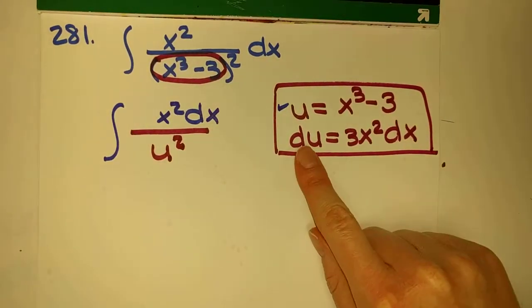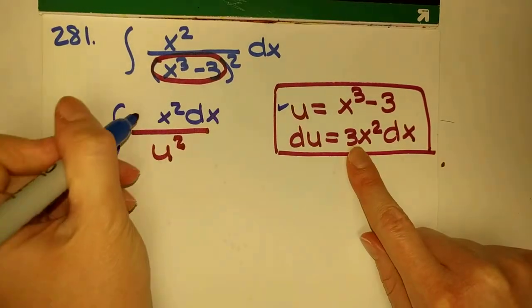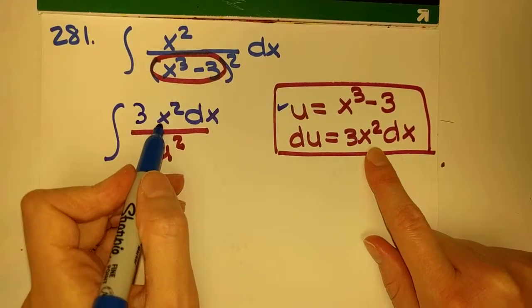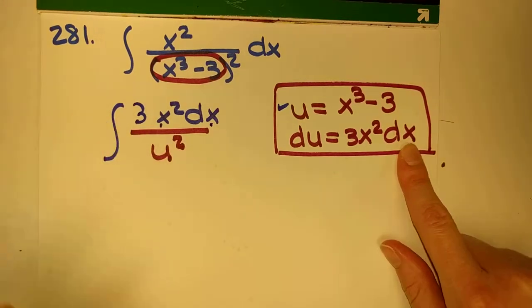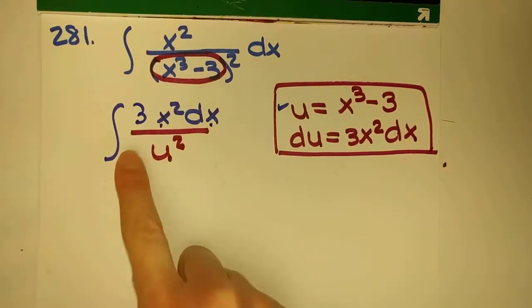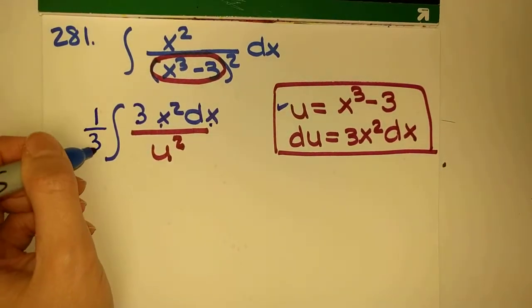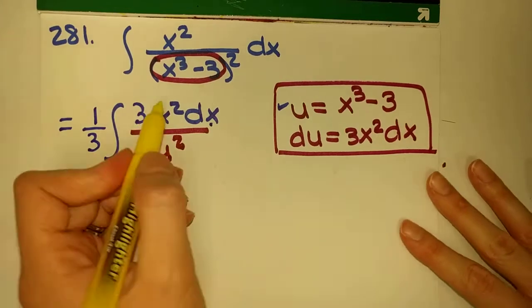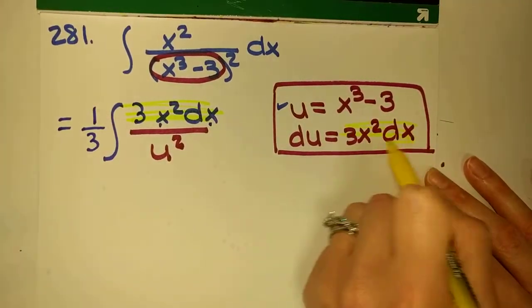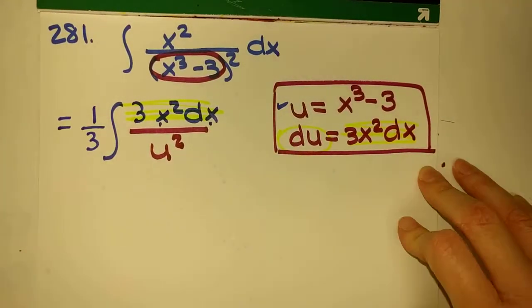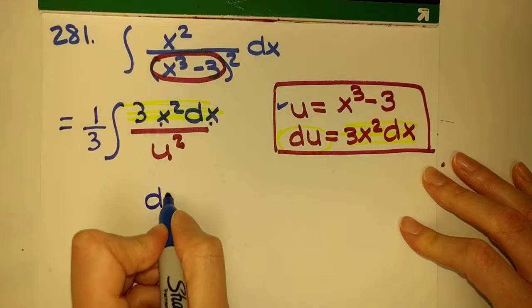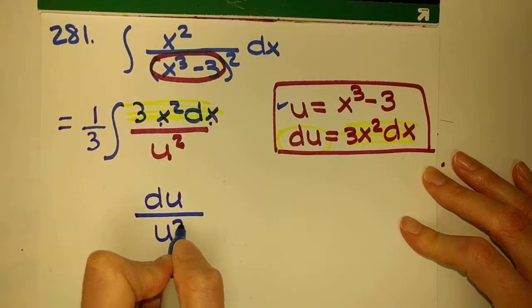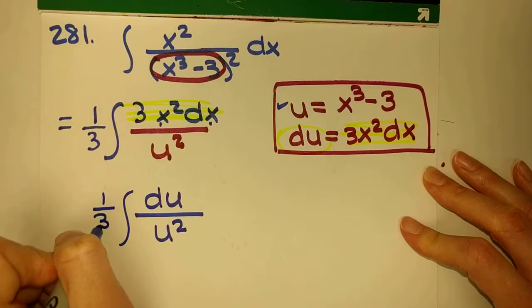Then using the definition of du, we say, okay, I need the 3, I have the x squared, I have the dx. Now, if I multiply in a 3, I've got to divide by 3 to balance out the integral. All right, so what will happen with that then is that all of this 3x squared dx is our du. So we will have du in the numerator over u squared, integral 1 to 3.